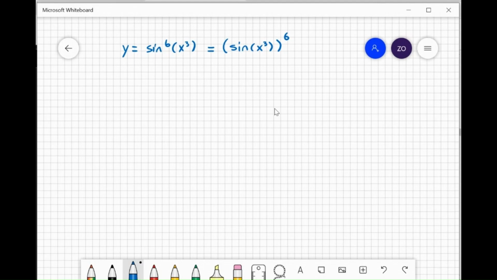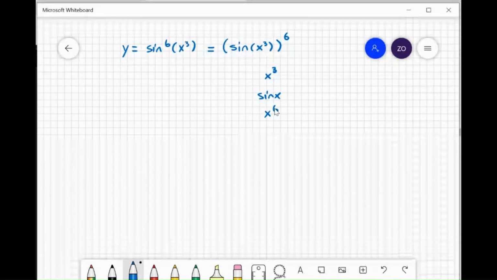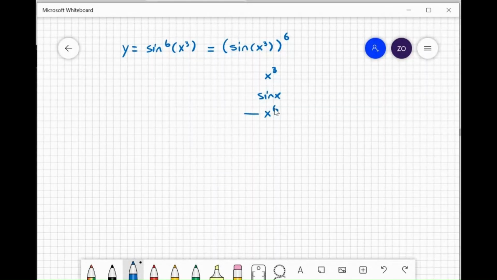Here, this function first takes x and evaluates x cubed. The next function evaluates the sine of x, given any x. The last thing done is the x to the 6th function. So we will start by taking the derivative of x to the 6th, which gives x to the 5th, and then we find the derivative of sine, which is cosine x. We will also need the derivative of this, which is 3x squared. So start from the outermost function. Let me just put it here.